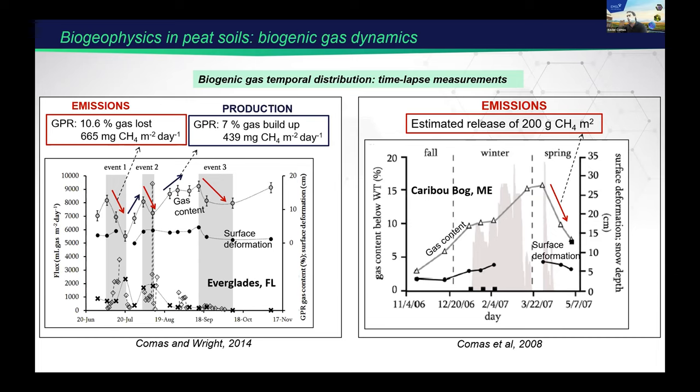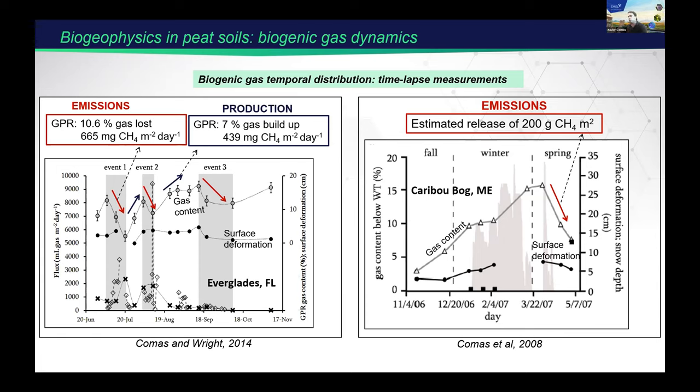Once we extract some of this gas and measure the methane and CO2 composition, we can extrapolate and convert these percents into an actual flux value, typically milligrams of methane per square meter per day. So we can get actual rates of emission and rates of production.